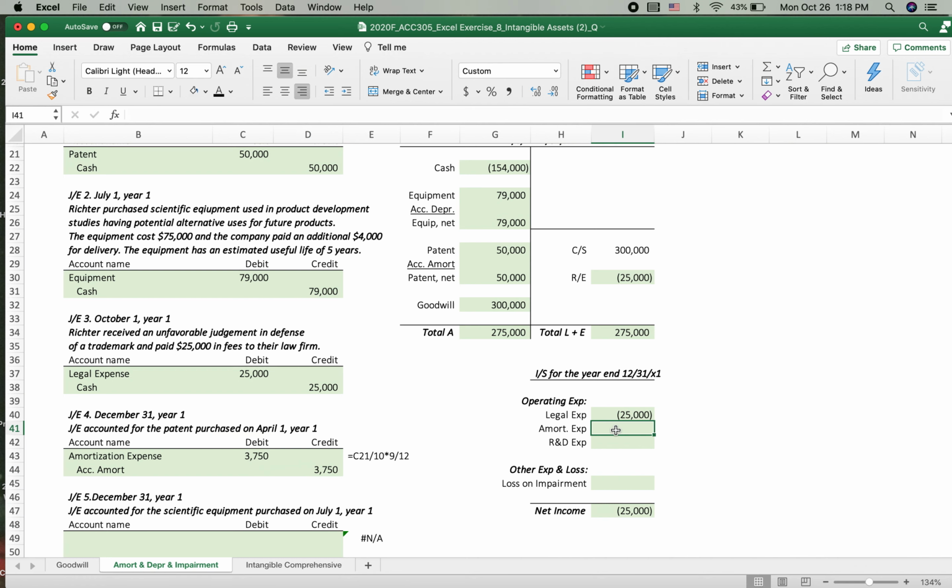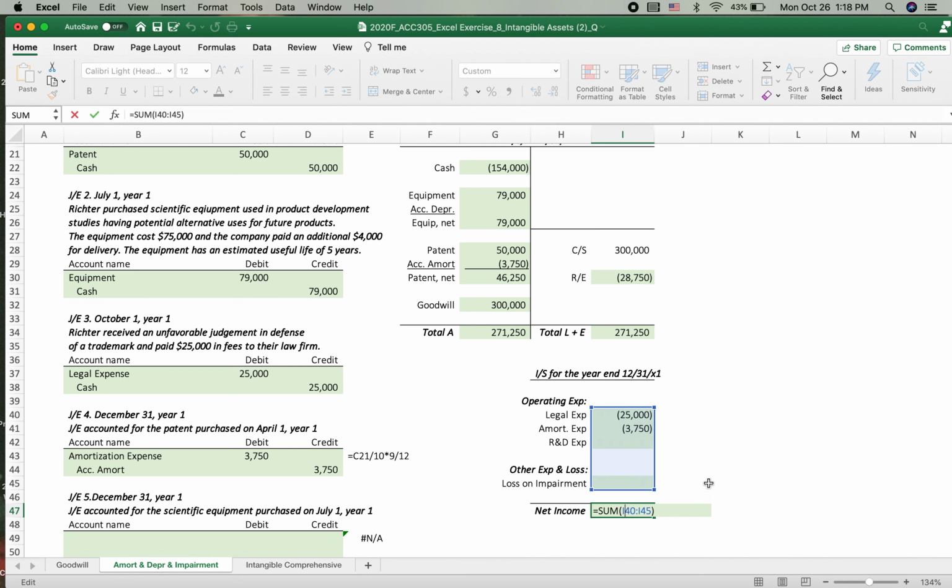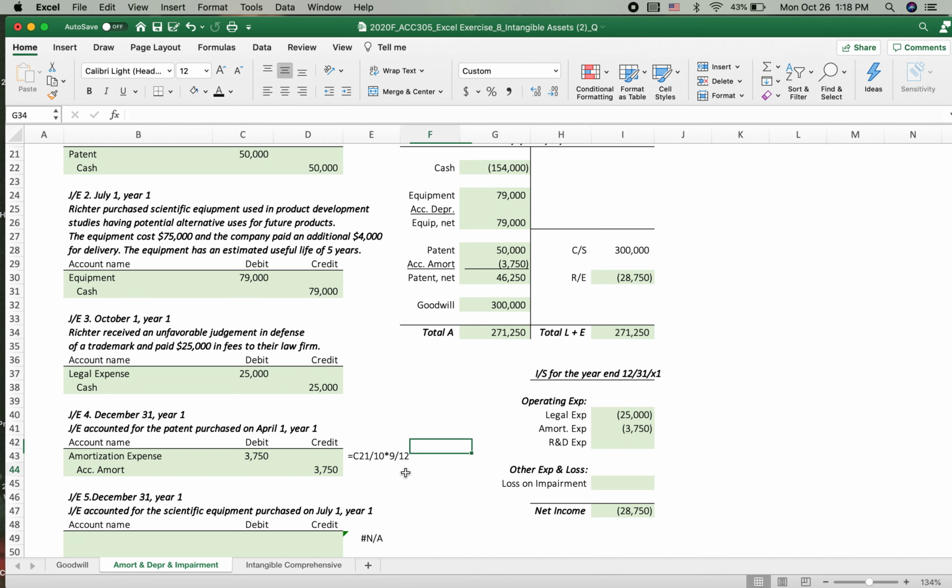Let's record this amortization expense 3,750 and accumulated amortization the same amount. So we have the book value, carrying value of the patent net of 46,250, and this amount should also be the same amount as the retained earnings. Okay, and then we found it balanced out.